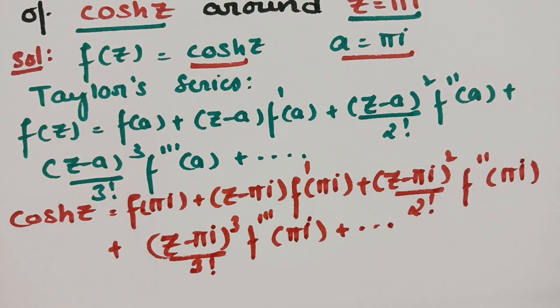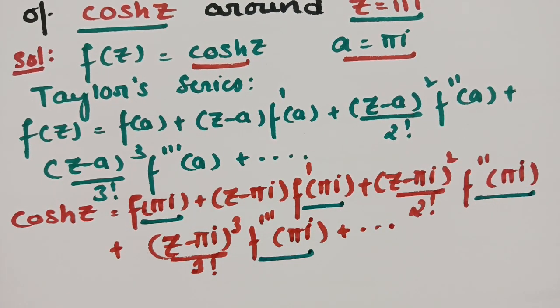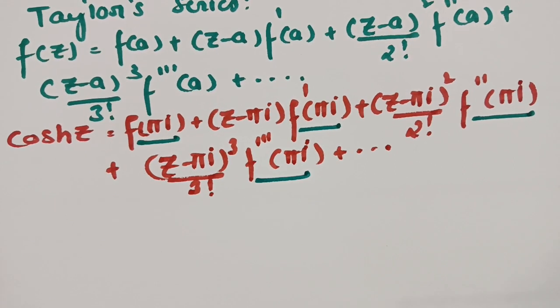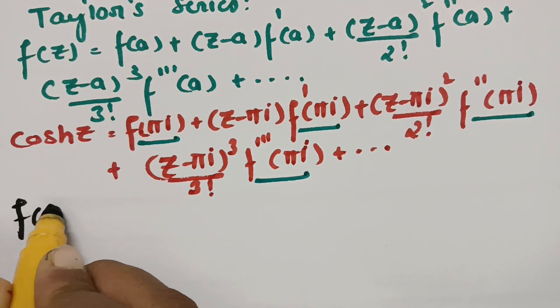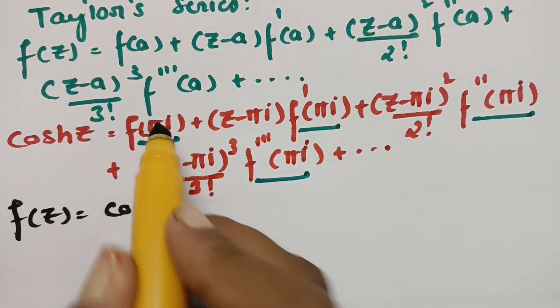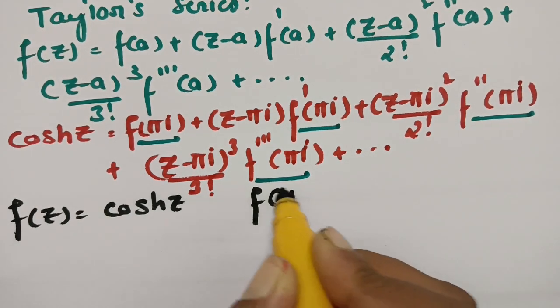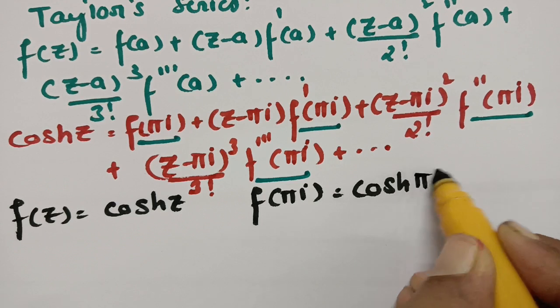So now we need the values of f of pi I, f dash of pi I, f double dash of pi I, f triple dash of pi I. Now let's get started to solve that. So what is f of z? F of z is nothing but cos hz. So in place of z, if I keep pi I, this will be cos h pi I.